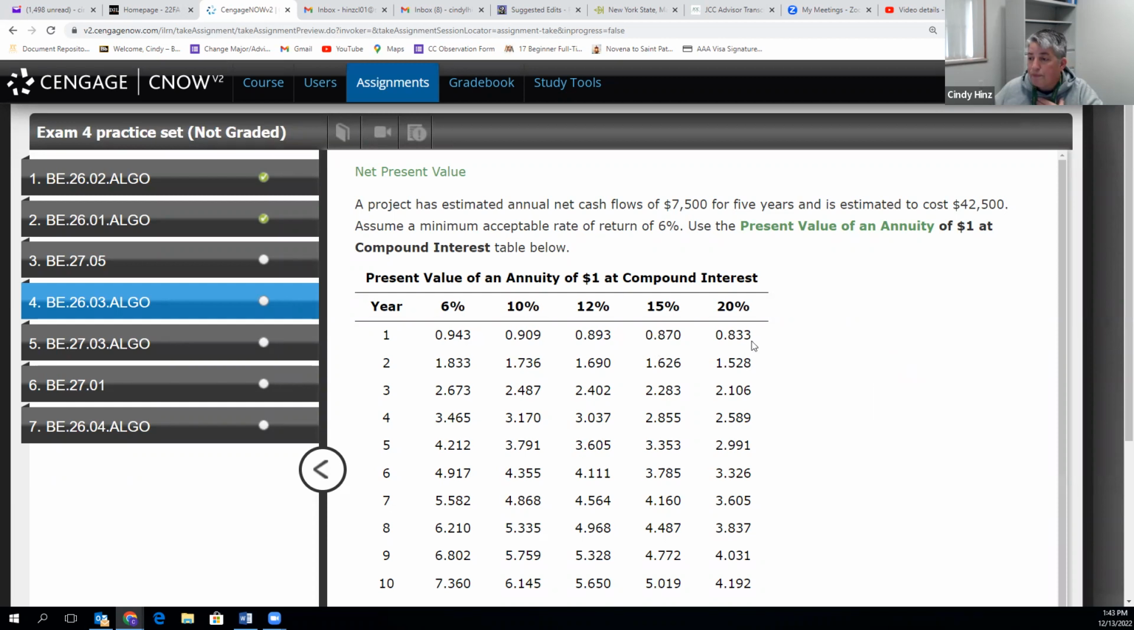So this exercise tells us we're looking at a project with estimated annual net cash flows of $7,500 for 5 years, and the upfront cost is $42,500.